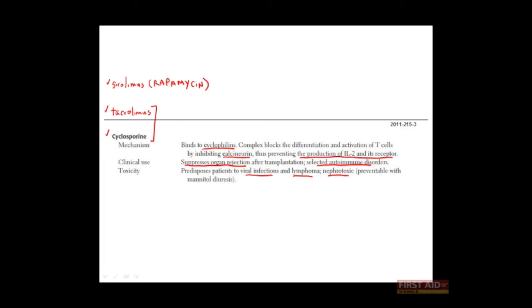Okay, let's move on to tacrolimus. Tacrolimus is very similar to cyclosporin. Specifically, tacrolimus binds to a cyclophilin that is known as FK binding protein. Again, when it binds to this protein, this complex goes on to inhibit calcineurin and has the same effects as cyclosporin. It also has very similar toxicities. Note again the toxicity to the kidney.